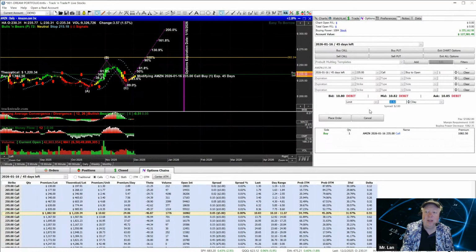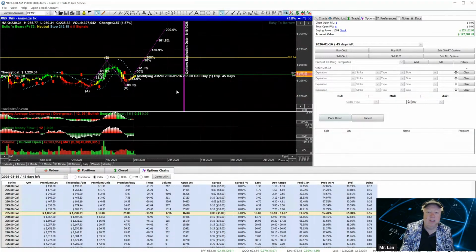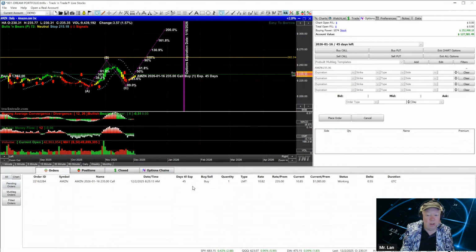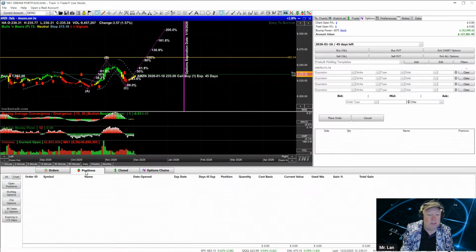And we would hit that place order, and in this case it goes in and they're going to say, did it fill? So you can see in here your orders. You've got a pending order, 45 days, quantity 1, limit. All the information is on your order, but this is pending. It's not filled yet. This is your positions. We have no positions, so this order has not filled.